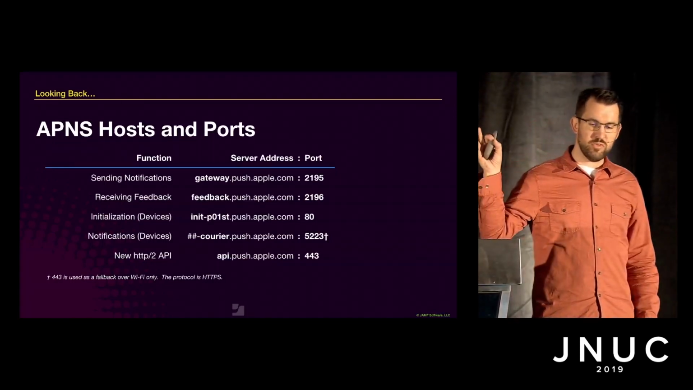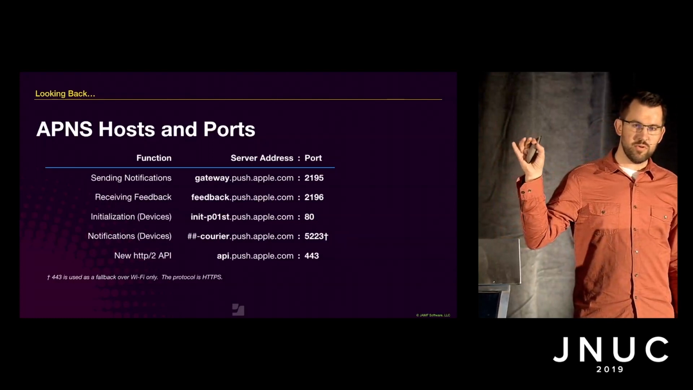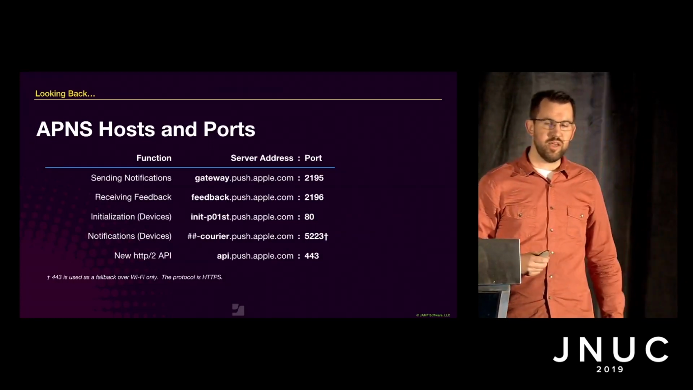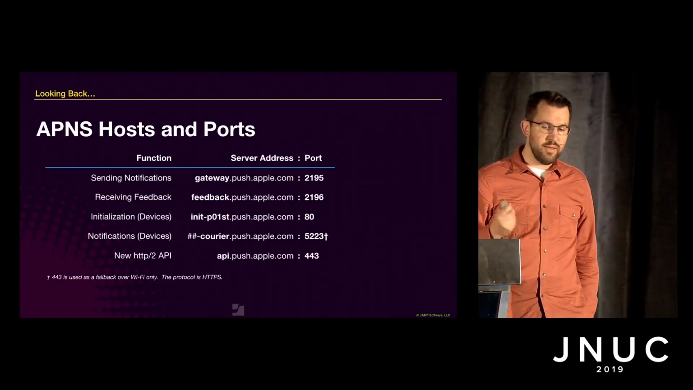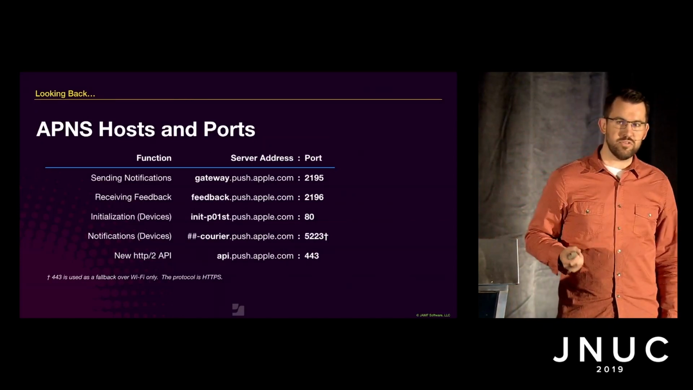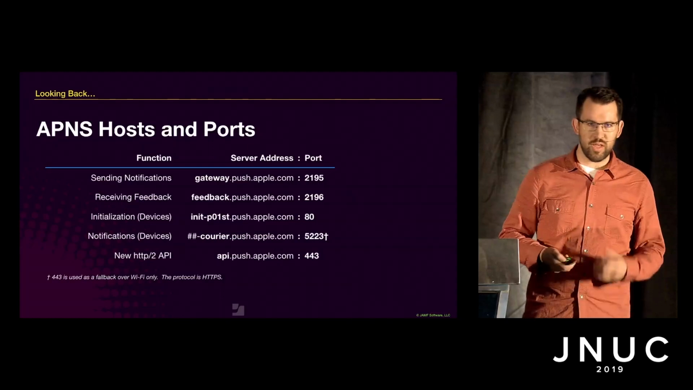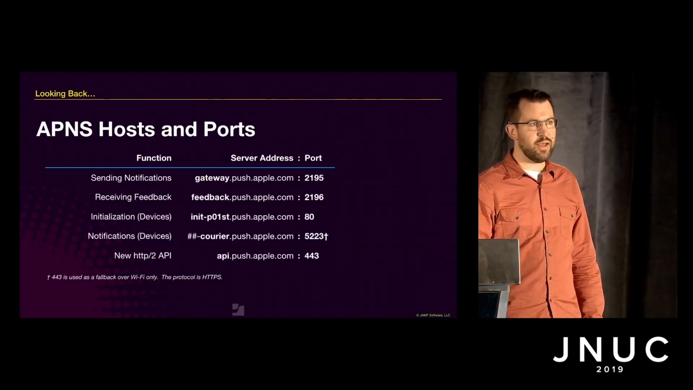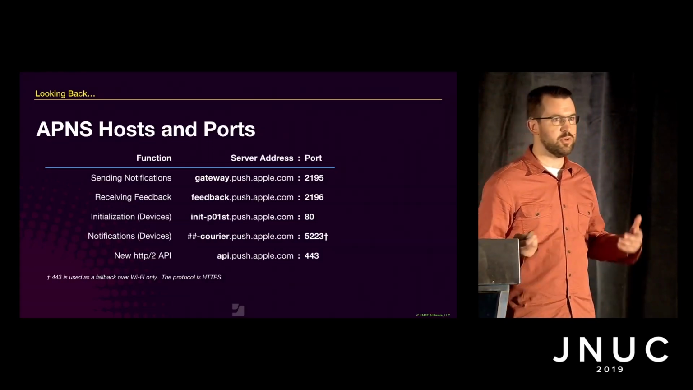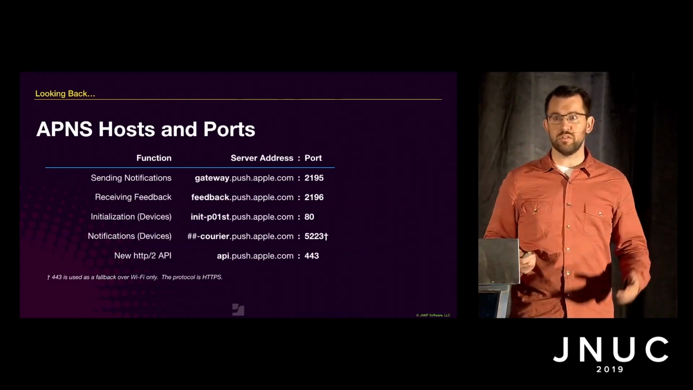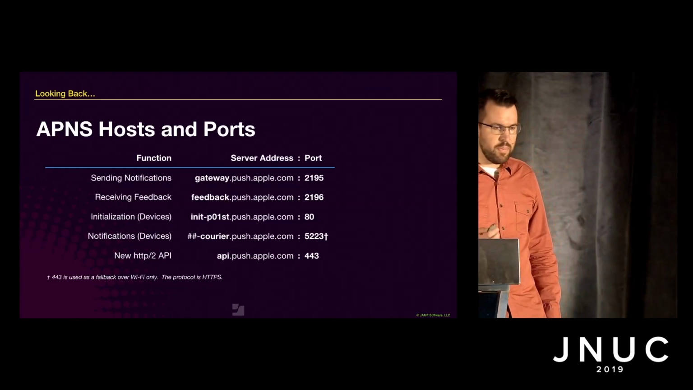The first 2 are server-side. The third one is for devices to initialize communication with APNS. It downloads a bag file. And then there's the courier service. That's how they receive push notifications. The API at the bottom really hasn't been used a whole lot, mostly by high bandwidth applications like Facebook and Twitter and things that send billions of notifications every year.